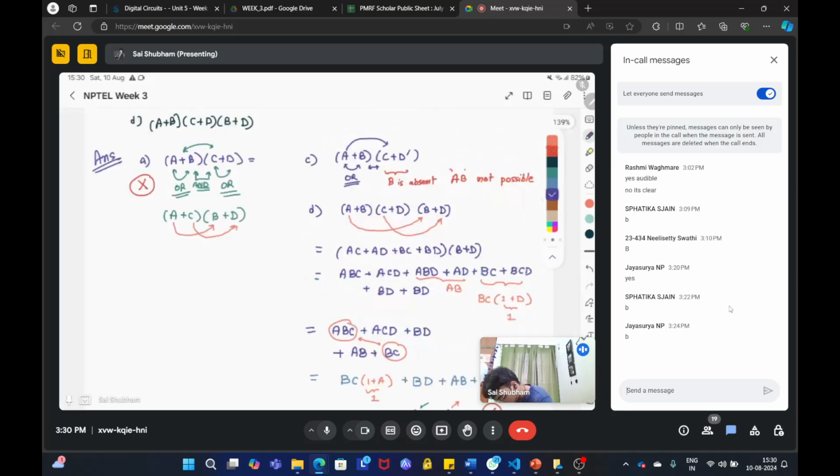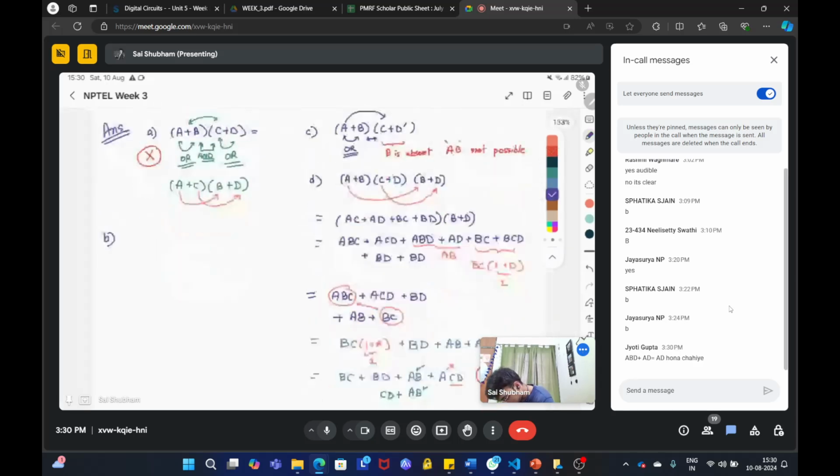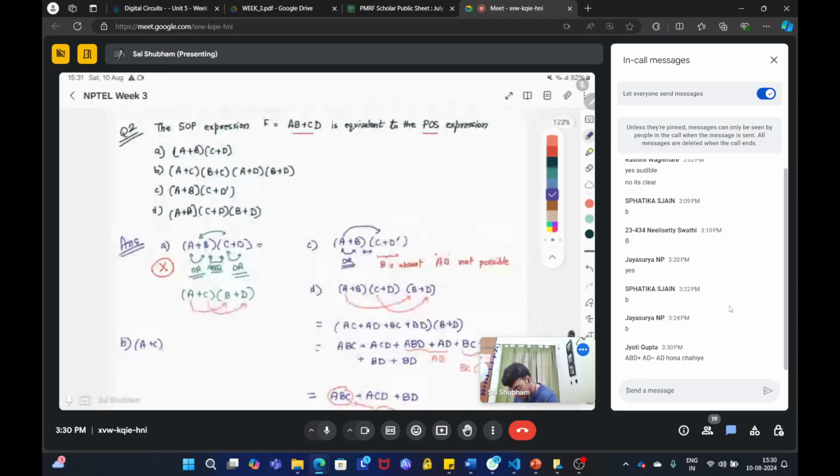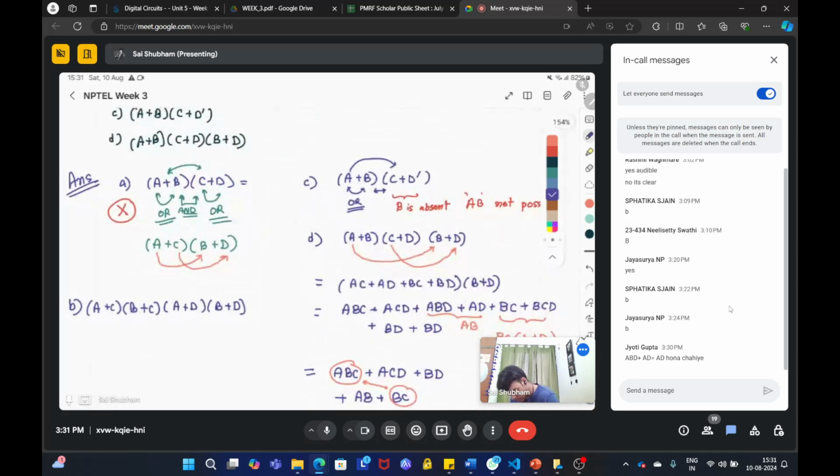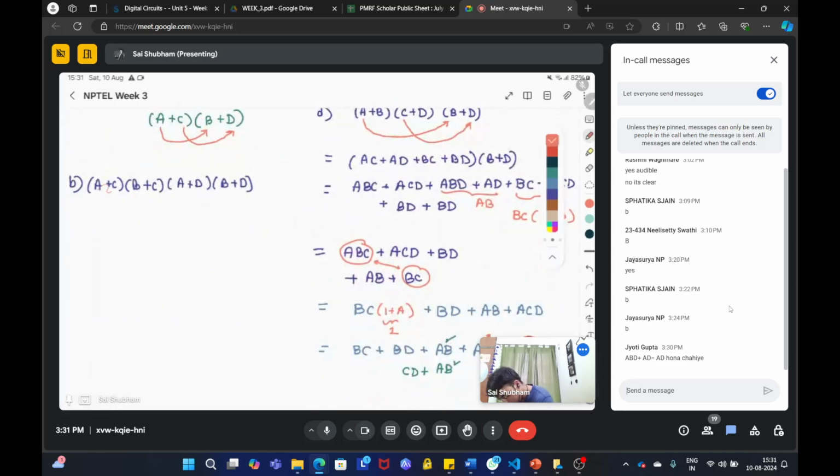Now let's move to option B. So there is a possibility of getting AB. There is also a possibility of getting CD. Fine. So first we will multiply these two, then we will multiply these two. Okay. ABD plus AD.